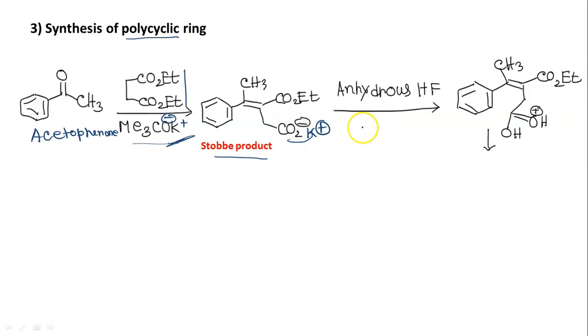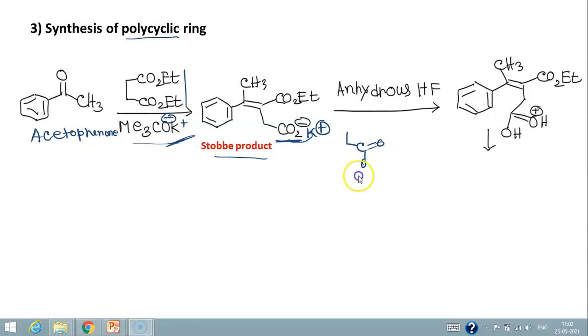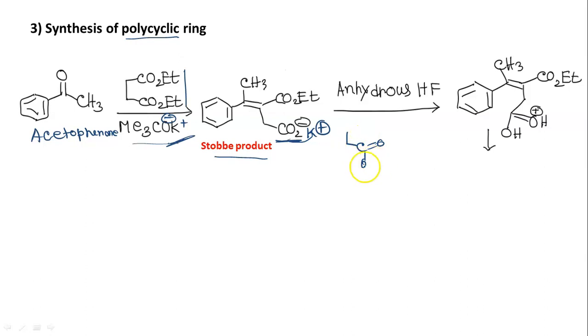Now we are using anhydrous HF. Anhydrous means there should not be any water, no trace of water. So in presence of anhydrous HF, this CO2- will be protonated first. So when it is protonated, it will be converted to COOH. This CO2H will be protonated. So this carbonyl oxygen is protonated, and that is written here. So when it is protonated, there will be attack from the benzene ring's pi electron. So this pi electron will attack here.